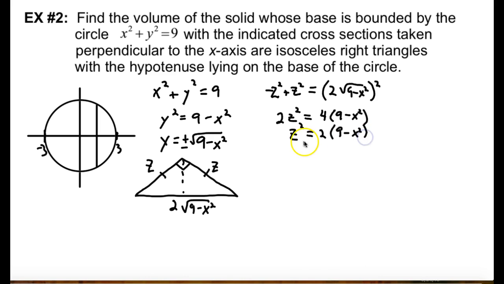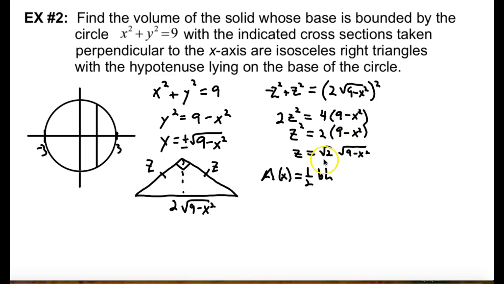Then if I take the square root of both sides, I get that z is equal to the square root of 2 times the square root of 9 minus x squared. So if both of those sides have a length of the square root of 2 times the square root of 9 minus x squared, I can write an area formula, so A of x equals 1/2 base times height. But what we've found is that the base and the height are both this length of z.